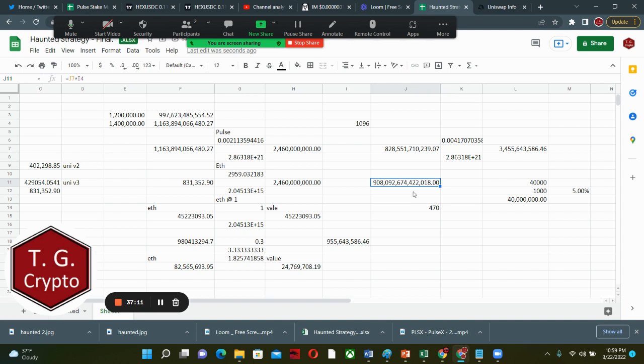wait, that number can't be right. What did I just do? What did I multiply? Or can it be right? Am I using the right numbers? No, I'm not using the right numbers. I'm multiplying the Pulse number. I don't want J7. Where was it? What did I want? Oh yeah, F11. That's what I wanted. F11. The Ethereum numbers. Yes, the Ethereum numbers.